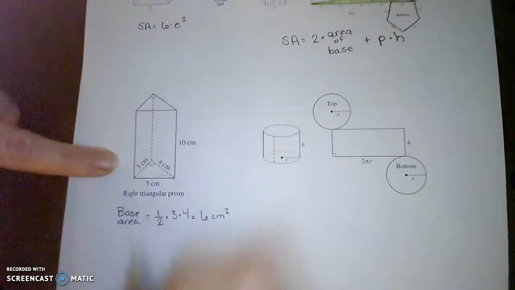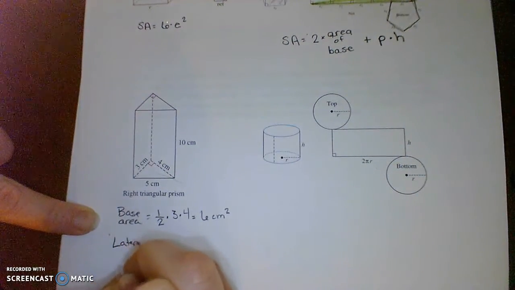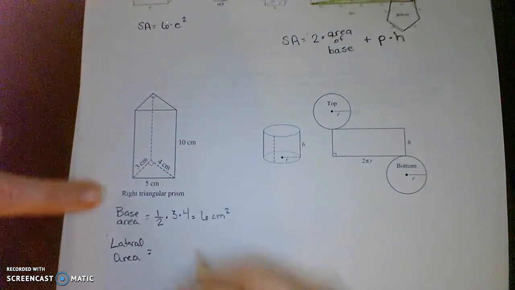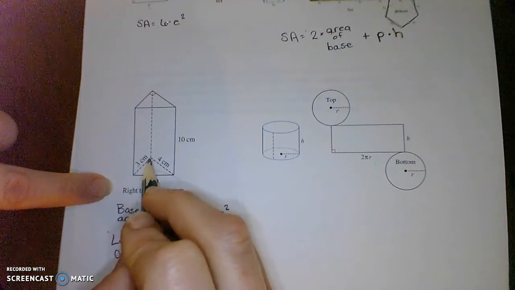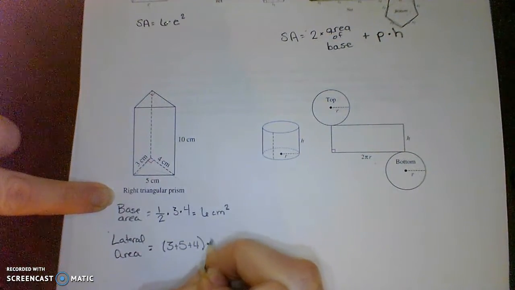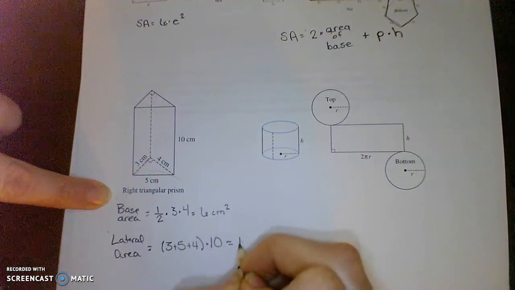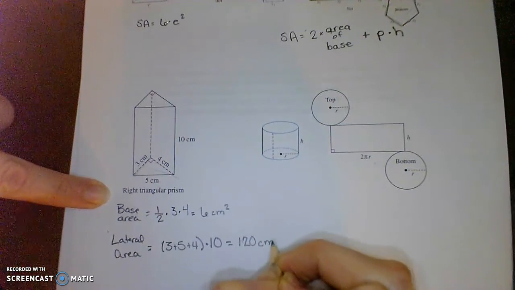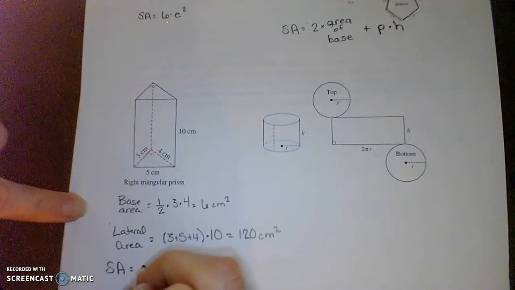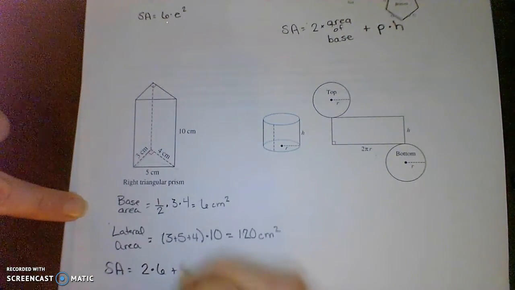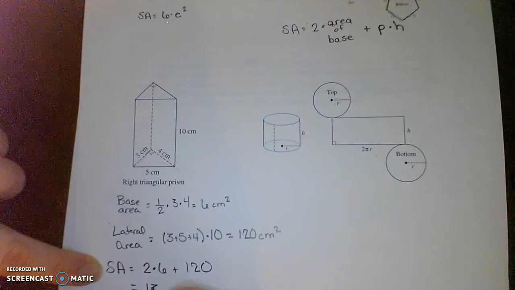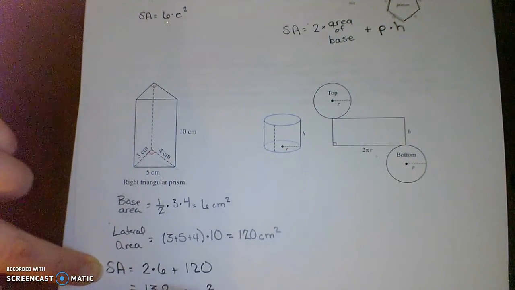And now the lateral area would be the perimeter times the height. The perimeter of the base here being 3 plus 5 plus 4, times the height, which is 10. I think that is 120 square centimeters. So then the surface area now is twice the base, 2 times 6, plus the lateral area. So 12 plus 120 is 132 square centimeters.